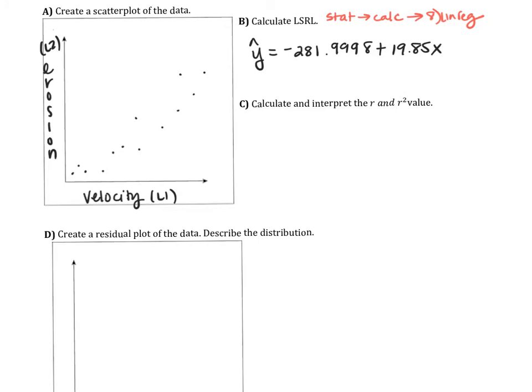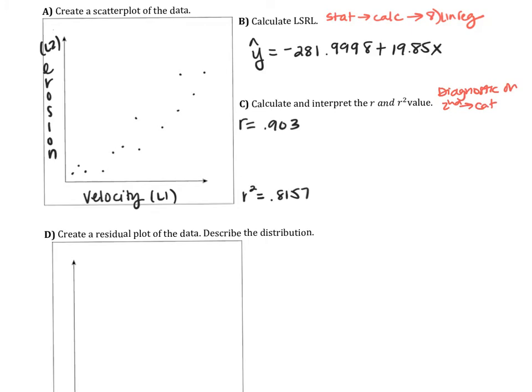Okay, so calculate and interpret the r and r squared value. R is 0.903 and r squared is 0.8157. Remember, if you don't get your r and r squared value when you do this linear regression, make sure that your diagnostic is on. And you can get that by going to second catalog and turn the diagnostic on.